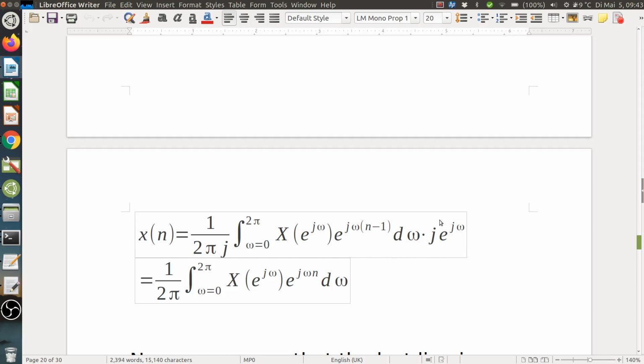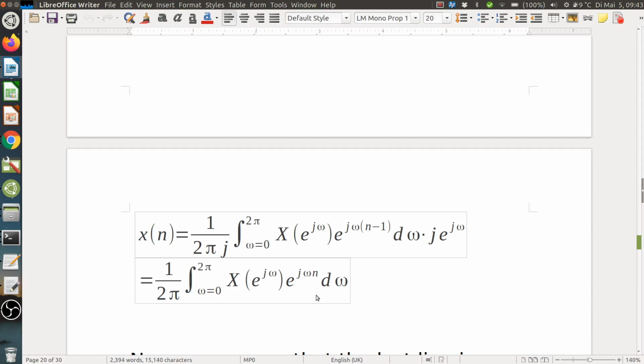So instead of a circular integral, we have now a linear integral, and we can simplify it in the next step. So here you can see this j in front of the integral cancels with the j at the end of the integral. So that's nice, because then we have something real valued. Then we have this e to the j omega, and this e to the j omega n minus 1. So the minus 1 here cancels with this e to the j omega. So what's left here is the e to the j omega n.